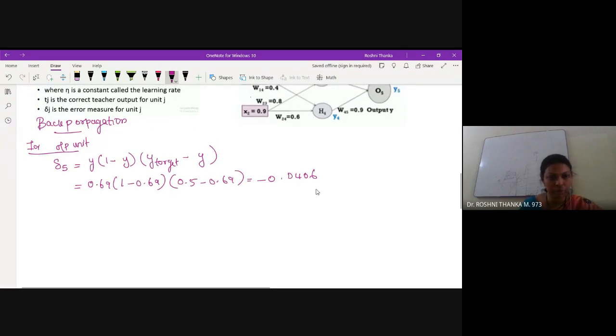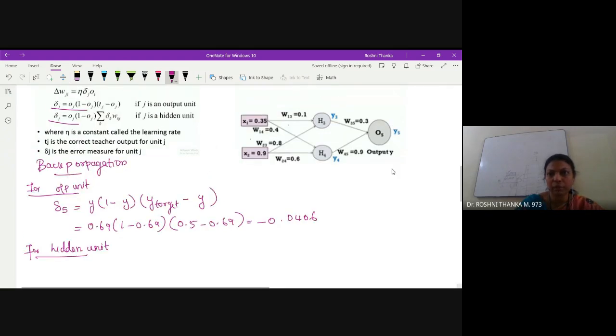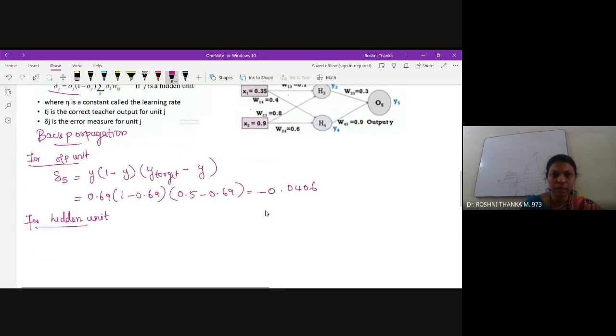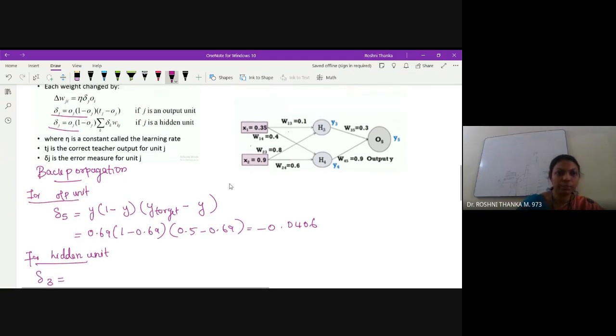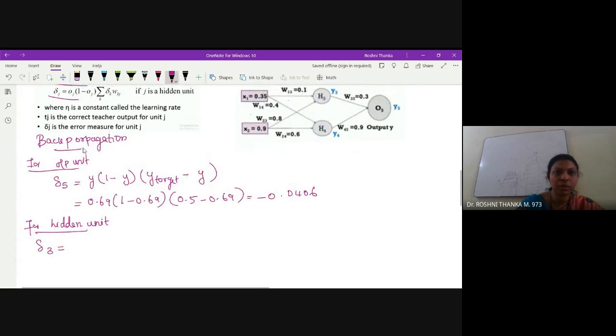Now we are going to find the error for hidden units or hidden nodes. For a hidden unit, the formula is different. So let us calculate for this node first. It is H3, so let me denote it as delta 3 is equal to, what is the formula? You can see here: output into 1 minus output into delta value, which means the error of the value coming from backward, and its weight.